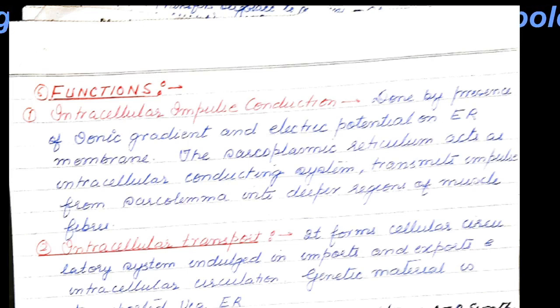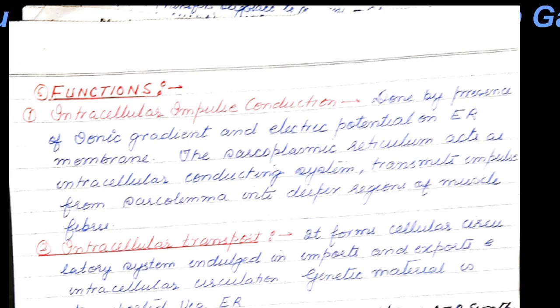The sarcoplasmic reticulum, which is the endoplasmic reticulum of muscle cells, acts as intracellular conducting system. It transmits impulse from sarcolemma, which is the plasma membrane of the muscle cell, into deeper regions of muscle fibers.